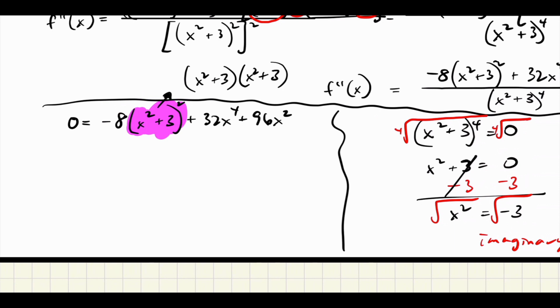To do that, I'm just going to use FOIL. So when I go first, I get x to the fourth. So over here, I'm going to write it all. So x to the fourth, outer, 3x squared, inner, 3x squared. 3x squared plus 3x squared is 6x squared. Last, 3 times 3 is positive 9.